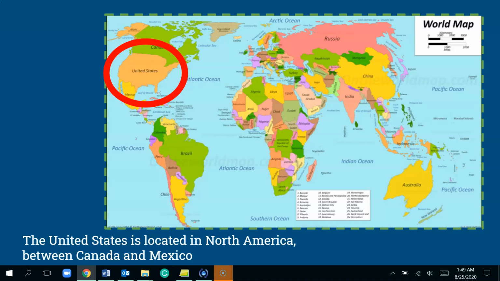So for example, which country does the United States share a northern border with? Meaning, which country is north of the United States? Canada. And the same thing will go for the southern border. We know Mexico is to the south of the United States. So you will need to know that in terms of its relative location.